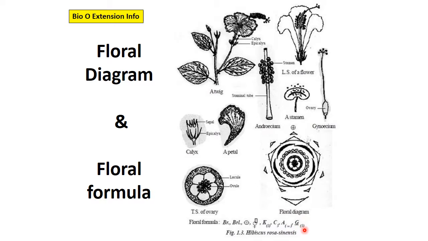Now, the G stands for gynoecium. Gynoecium means the carpel or pistil. These are the female reproductive organs. And you can see another 5 here.